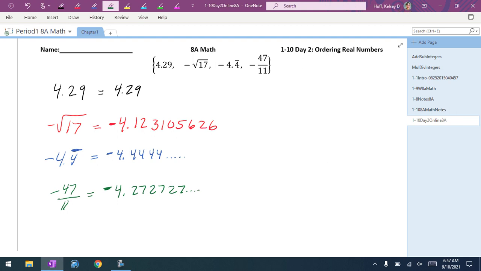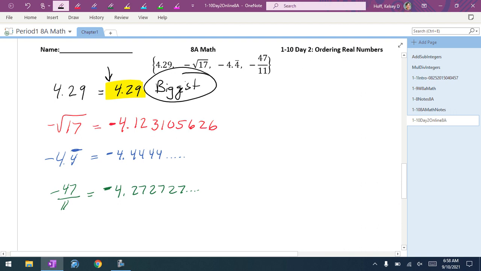All right, so we have these all written down. What's something you notice about your numbers? There's one number that is different from all the rest. Can anybody tell me what that is? This number right here, 4.29, is different because it's positive. Every other number is negative. So before we even have to do anything, we know that this has to be the biggest because it's the only positive number.